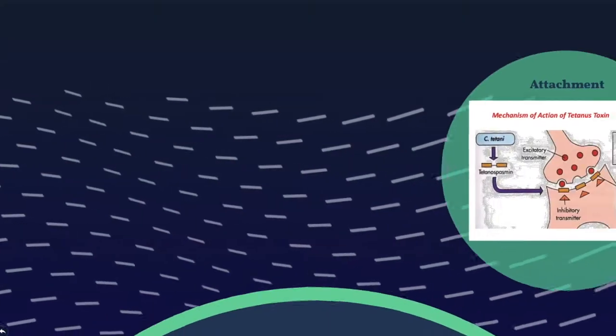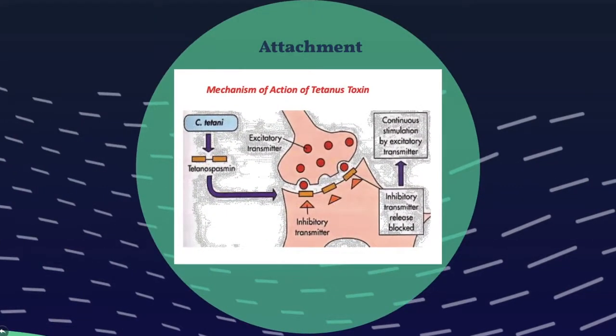Next is attachment. To attach, tetanus neurotoxin tetanospasm binds to glycolipids in the presynaptic membrane of the neuromuscular junction. After binding, tetanospasm is internalized and transported retroaxonally to the spinal cord. Tetanospasm blocks neurotransmitter release from the spinal inhibitory interneurons.